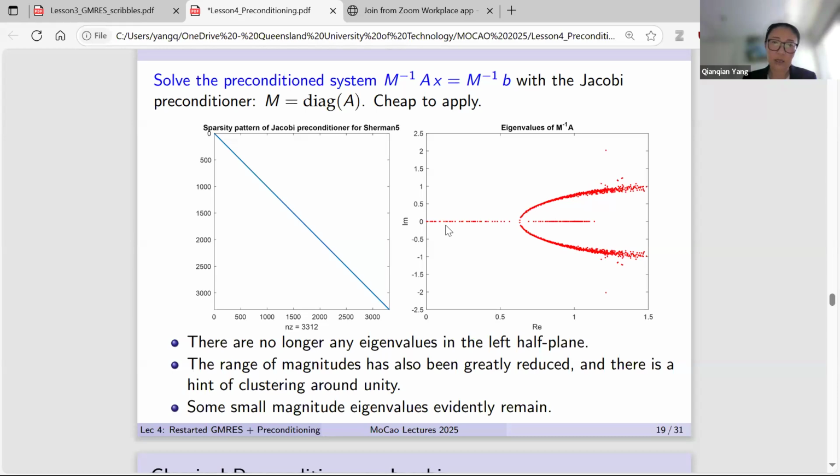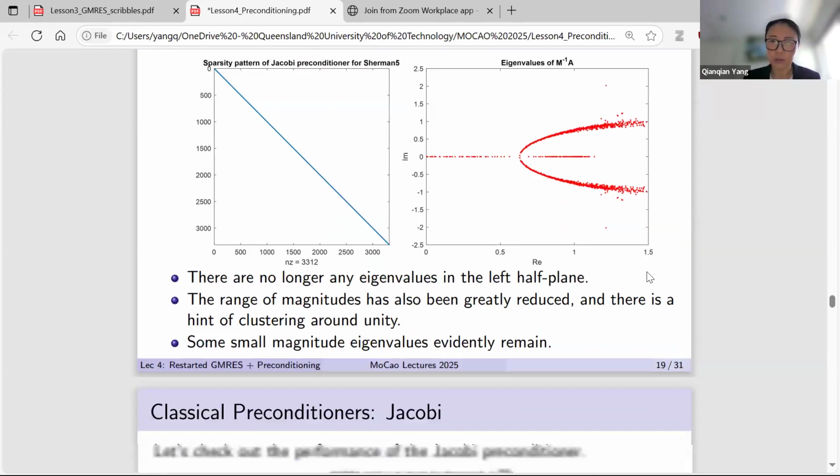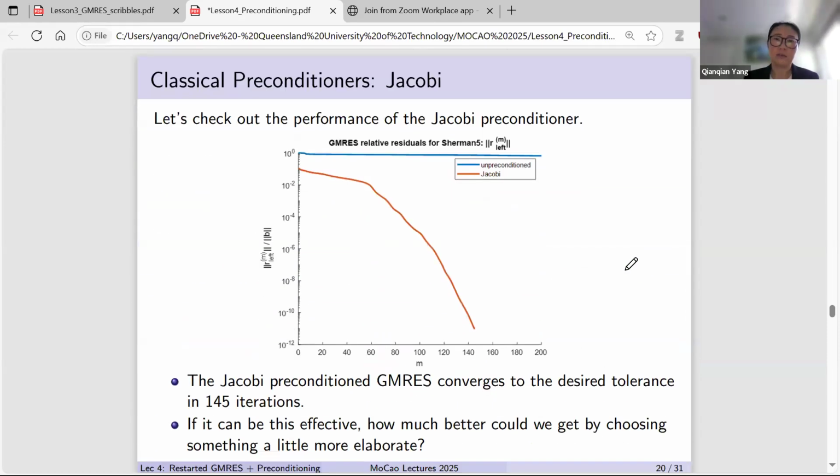And we can see that there are still some small eigenvalues hanging around. But it looks a lot better, the distribution is a lot better than the distribution for the original problem. So let's have a look at the performance. Okay, the blue curve is for our original problem, the unpreconditioned GMRES solver, and this red one is for our Jacobi.